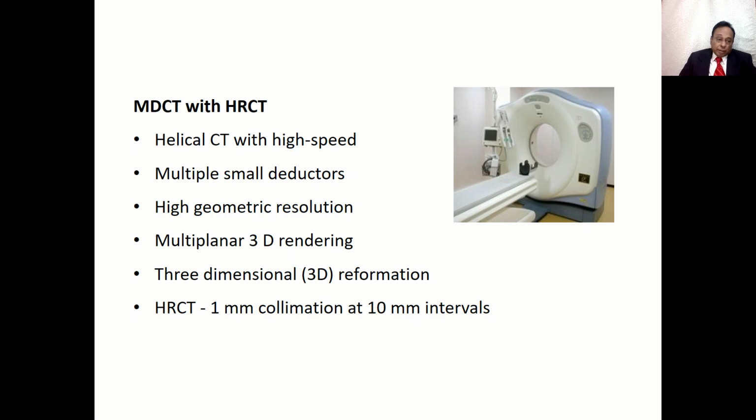And by adjusting that, we can get an HRCT, but with only one collimation distance. We can make slices at 1 millimeter thickness, and the slices may be at 10 millimeter intervals. That is what sometimes we call HRCT. That is also possible with MDCT.